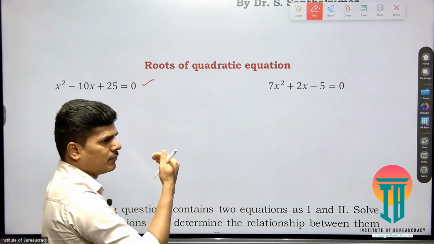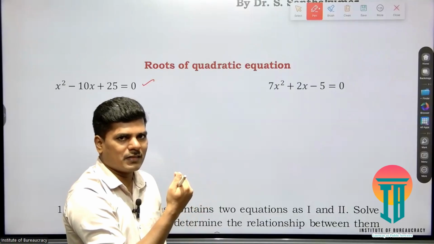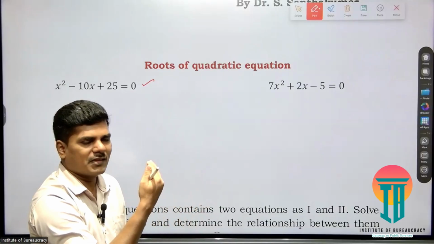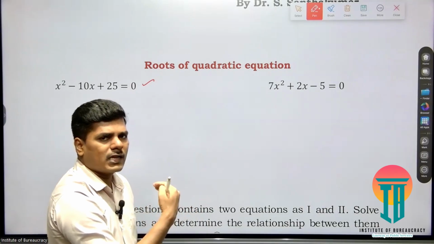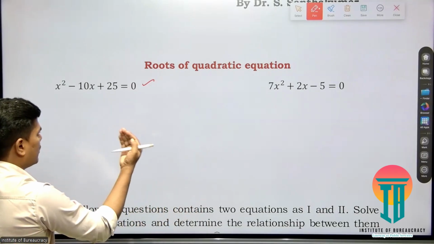There are many methods to find the roots. One method is splitting the middle term. The second method is applying the formula. Mostly you may not need to apply the formula. Directly you can split the middle term and write the answer.